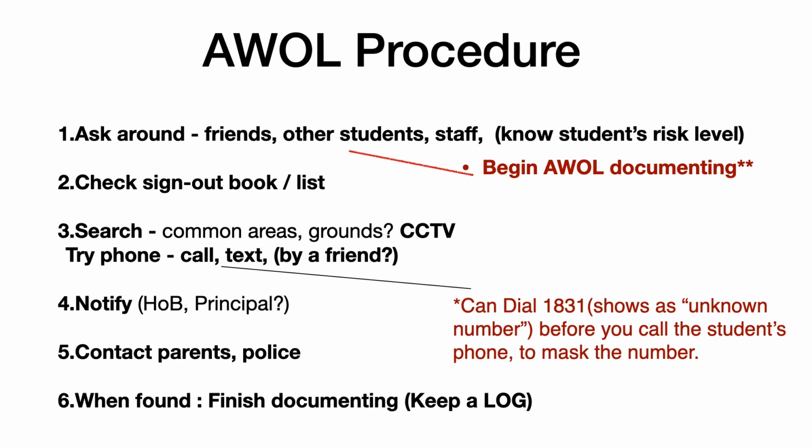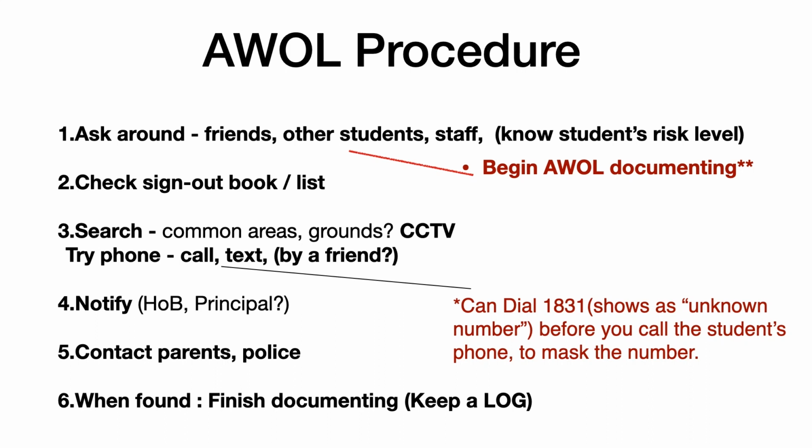And then the next step, of course, might be to notify your head of boarding or principal. If you've done all those steps to make sure that they actually are missing and haven't turned up yet, then it's time to notify your head of boarding or your principal, who will then take over and probably do the next two steps of contacting parents and contacting police.